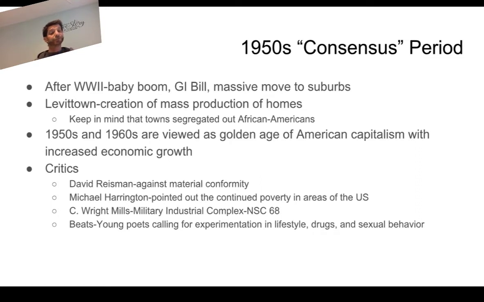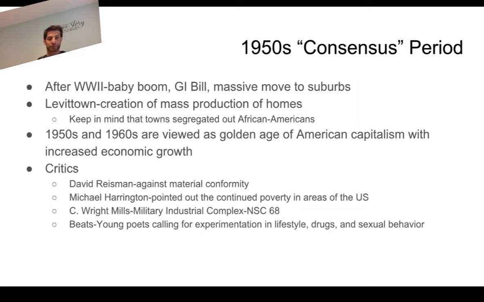Michael Harrington, who was a socialist, pointed out the continued poverty in areas of the United States, especially the Appalachian Mountains. There was C. Wright Mills, who was a sociologist, who said, yeah, we have economic growth, but why? Because we're spending a ton of money in the Cold War on the military-industrial complex, especially NSC 68, which increased government spending by 500% on military items.